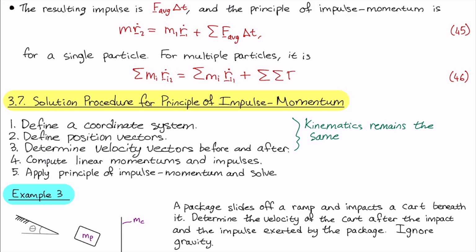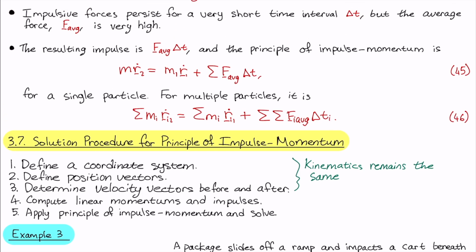So we get plus the double summation of f average, and in fact, let's get rid of the average. Let's just add an i here, f i, delta t i. And that is what it is for multiple particles.